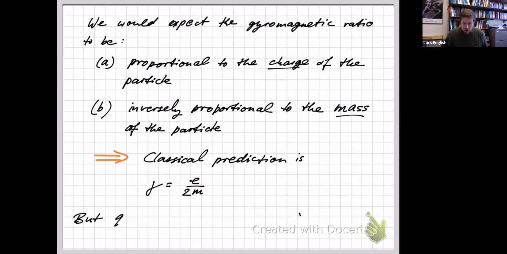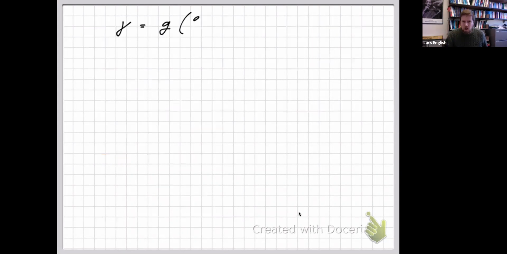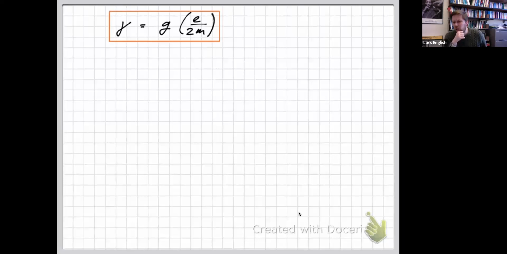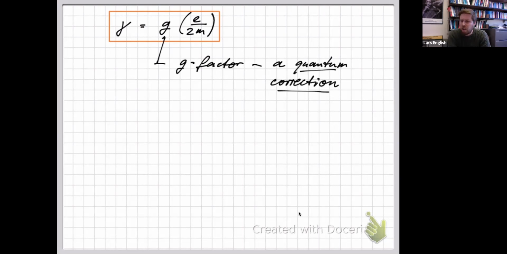But quantum mechanics has the final say here because this is a microscopic property. Classical reasoning is not valid, generally speaking. It can give you a rough idea, but it's not the final say. We have to turn to quantum mechanics, and quantum mechanics introduces a correction factor, which we will call G. The G factor is a quantum correction.